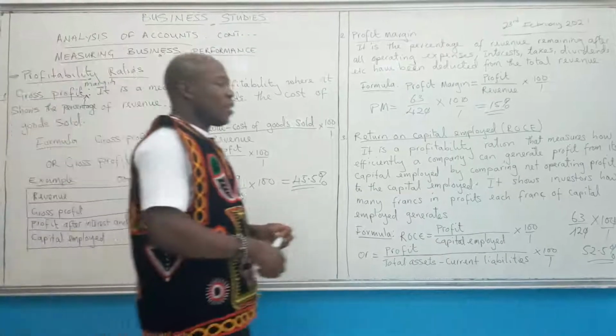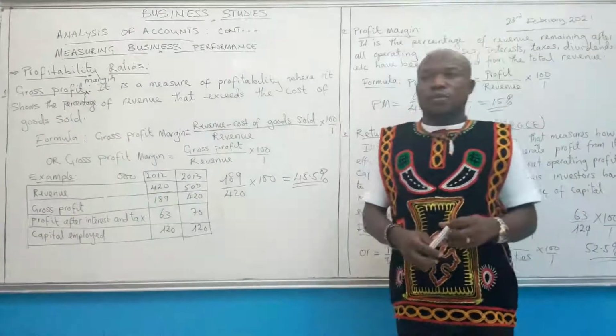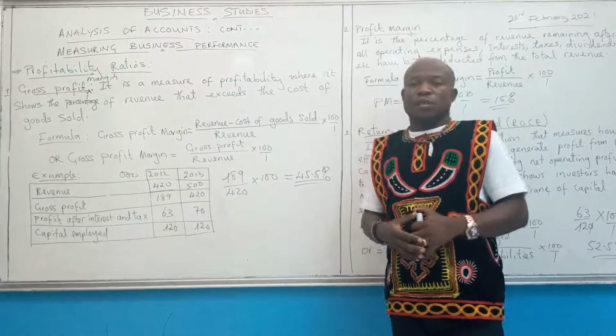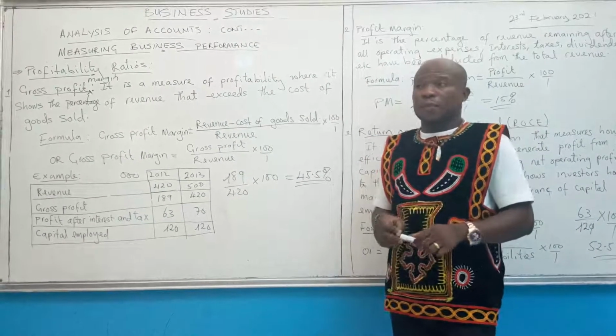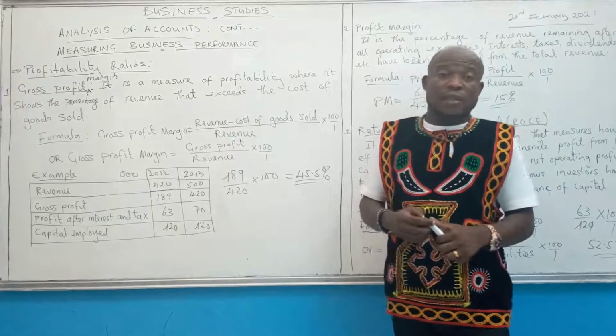So that's how we can measure the business performance using profitability ratios. In our subsequent lesson, we will be looking at liquidity ratios, and we mentioned that there are also two of them: current ratio and acid test ratio.